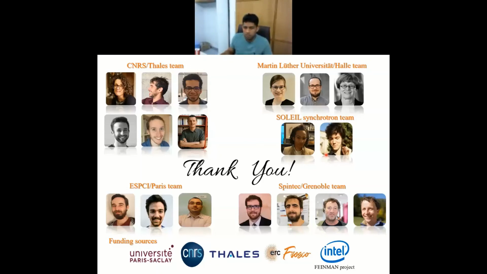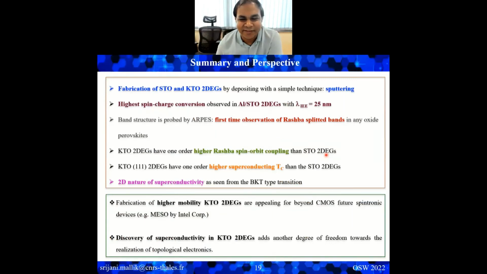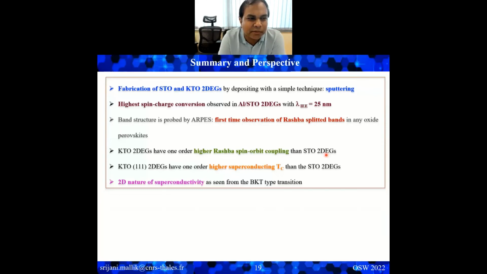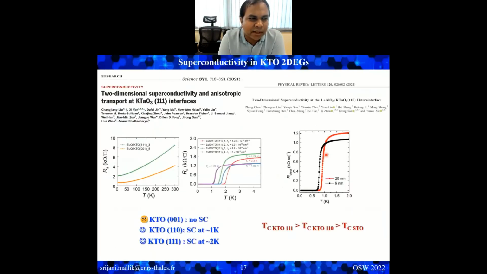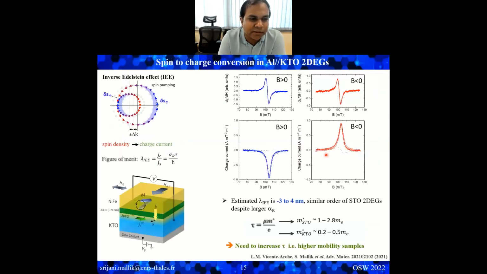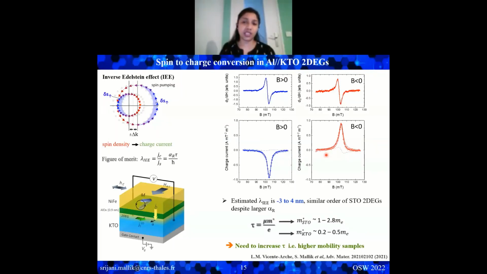Hello, Srijani. Very good talk. Thank you, sir. I had one question regarding the inverse Rashba-Edelstein effect. How do you normally determine the sign of the effect, whether it is positive or negative? How do you do it in the lab? Because this lambda can be both positive and negative, right? Yes, the lambda can be both positive and negative, depending on the sign of the Rashba coefficient.